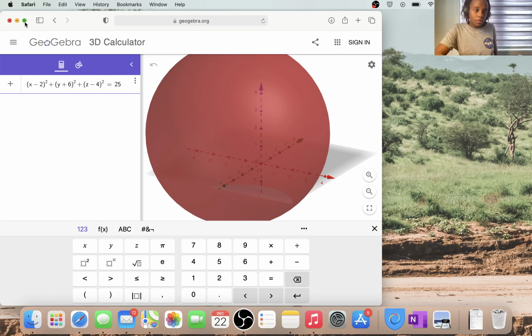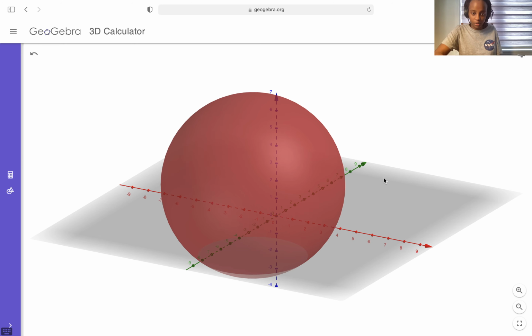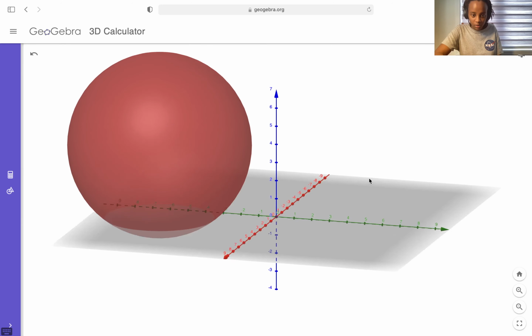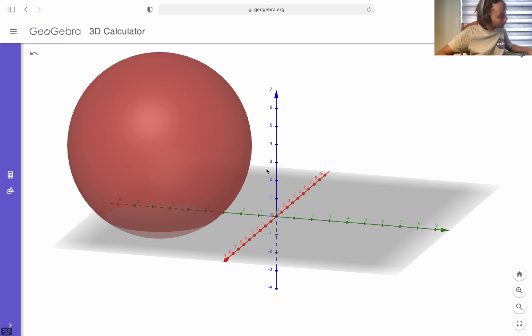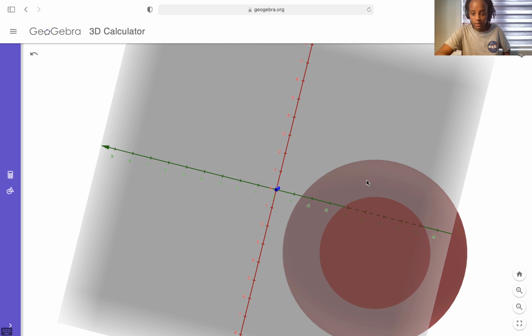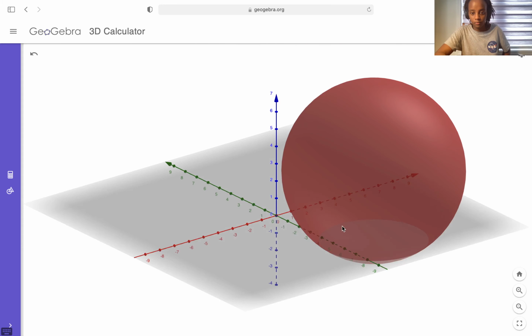And so you start to see that it's a sphere, as we described, and you can just rotate it around. And we see it interacts with the xy plane indeed, the yz plane, and the xz plane. And this is just what it looks like. So that would be the circle that we see, that we described. And that's it.